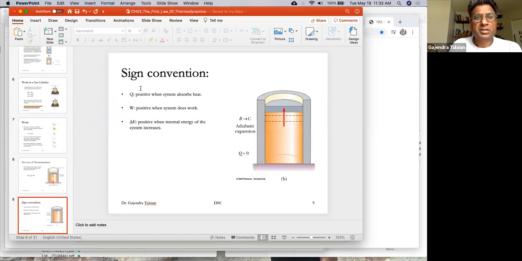All right, so here's the sign convention. Q is positive when the system absorbs heat. W is positive when the system does work. And delta E is positive when the internal energy of the system increases.